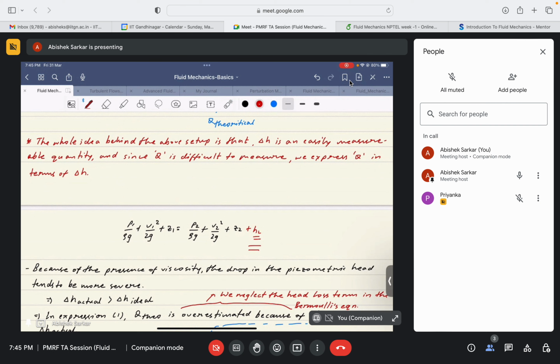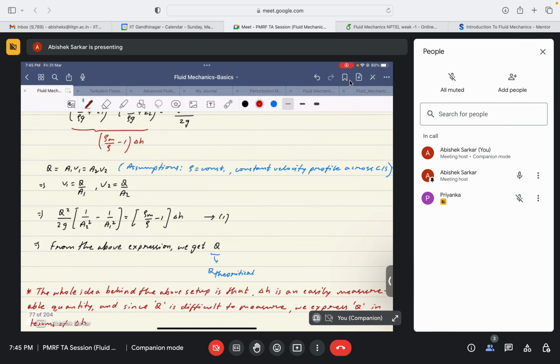while deriving the equation. Have you considered a head loss term while deriving the equation for the flow rate in a venturimeter? No, sir. No, right? And that's why this equation that we get is a theoretical equation without considering the effect of viscosity. Is it clear up to this point? Okay, sir. So the problem lies in the original equation. Yes.